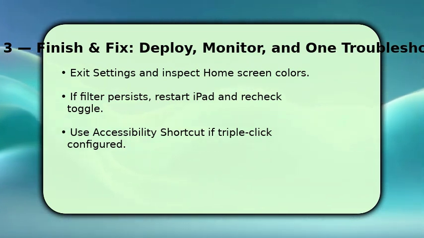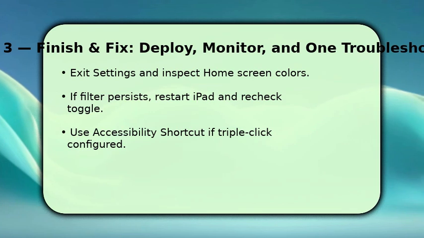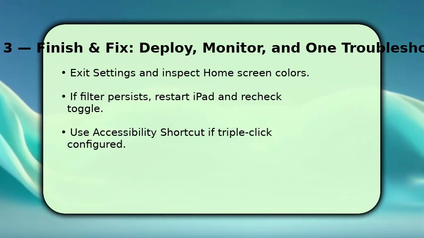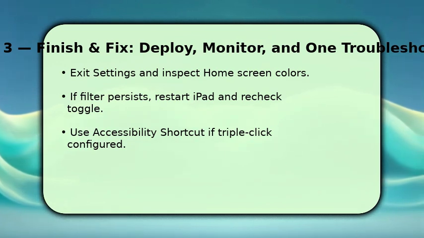If you or someone set an accessibility shortcut, also check Settings, right arrow Accessibility shortcut to disable color filters there, because triple-click can re-enable it. If problems continue, contact Apple support for device-specific diagnostics.